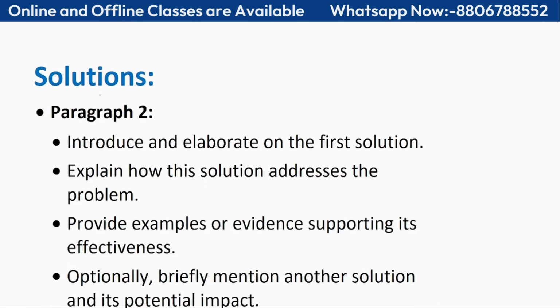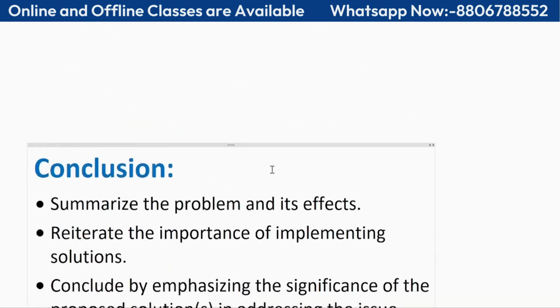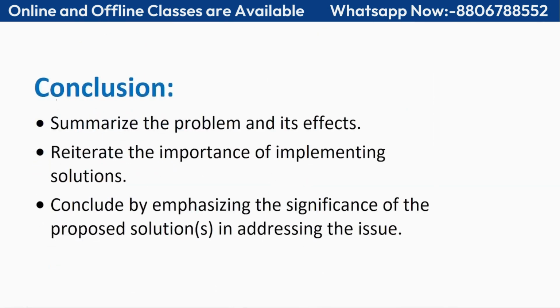That will be in paragraph 2. Here what you can include is to introduce and elaborate on the first solution. Explain how this solution addresses the problem. Provide examples or evidence supporting its effectiveness, and then optionally you can briefly mention another solution and its potential impact. Yes, after that you can sum up with a conclusion.